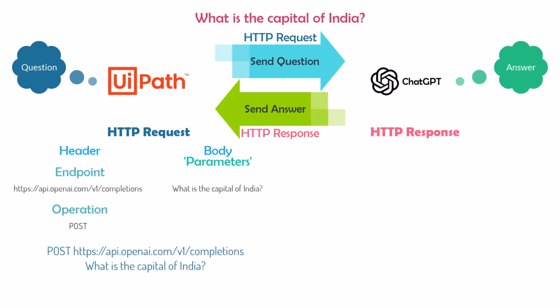The response consists also of two parts, status and body. The status indicates whether the request has been successfully completed. If the request is performed successfully, we get the status 200. The body contains the information we got from ChatGPT. In this example we get New Delhi in the body. So, New Delhi is the capital of India. This is how an API works.